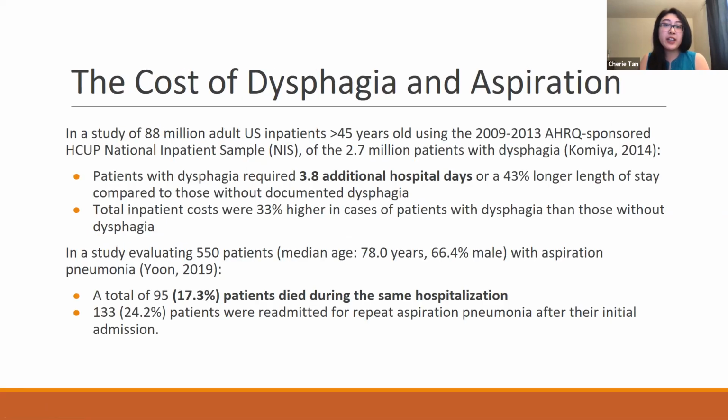So there's a significant economic and survival burden for patients with dysphagia. In a study with 88 million inpatient adults, 2.7 million had dysphagia. And they found that those with dysphagia required 3.8 additional hospital days, which translated to a 43% longer length of stay compared to those without dysphagia. As a result, the cost for these patients was about 33% higher. Another study evaluated 550 patients with aspiration pneumonia. 17.3% of patients died during the same hospitalization, with 24% readmitted for repeat aspiration events.